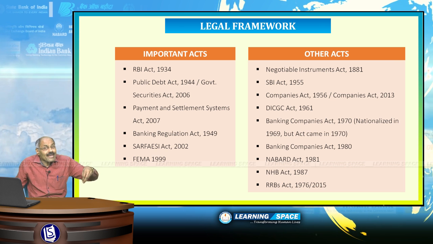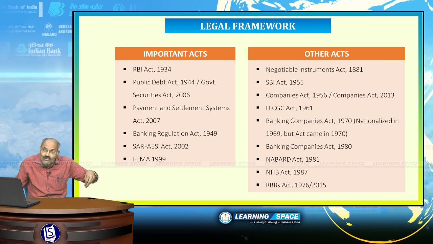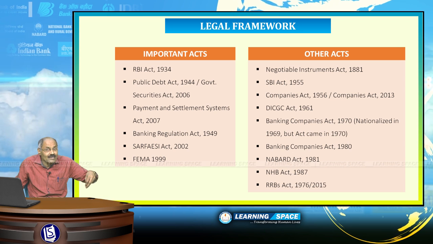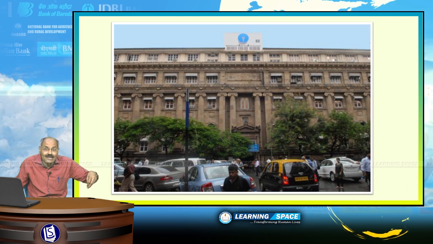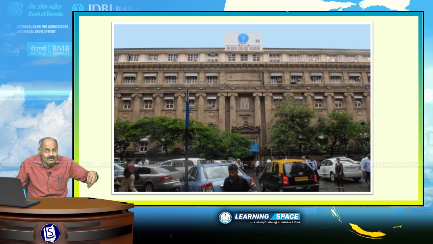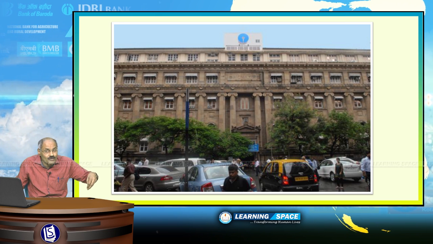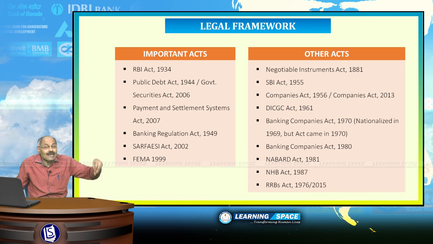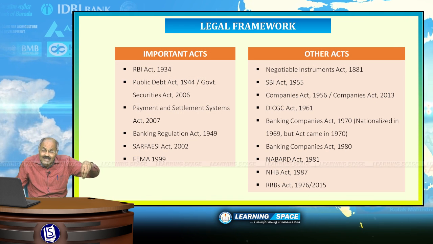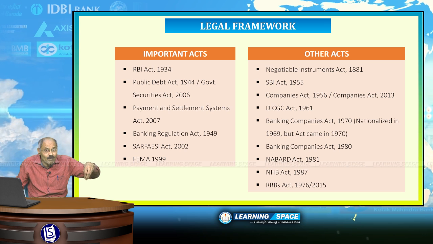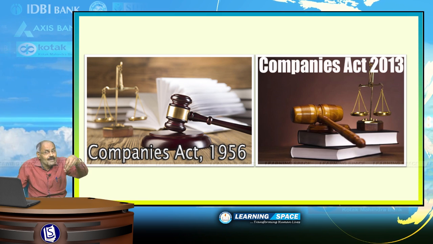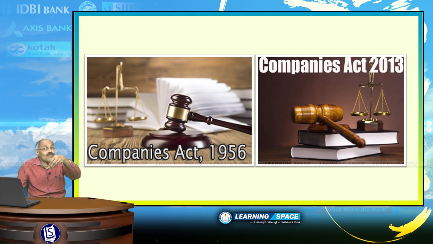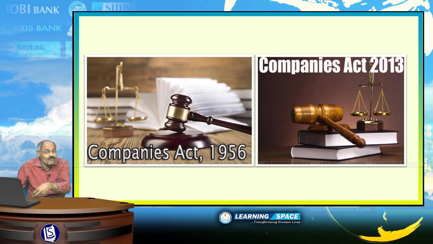SBI Act. This SBI Act pertains to nationalization of State Bank of India in the year 1955. Rules and regulations governing this act will be looked after by the Reserve Bank of India. Then Companies Act. Bank, of course, is a company. It is a financial company. It is banking company. So RBI will look into the aspect whether banks are following the stipulations of Companies Act or not.